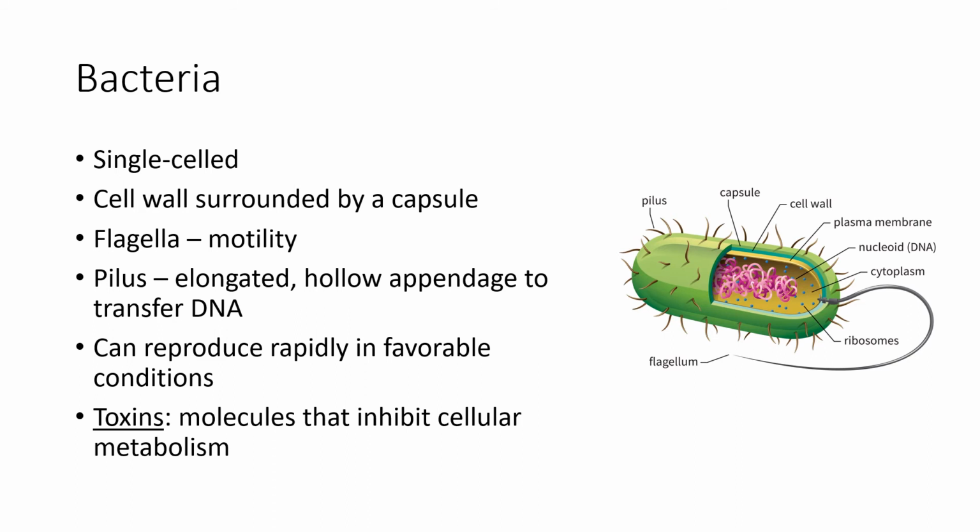These can reproduce rapidly in favorable conditions, such as warm, wet environments, especially if there is some type of food source like a sugar or something like that, or lipids. They're going to go wild. And they can produce toxins. These are going to be molecules that inhibit cellular metabolism. They can also become a toxin themselves. And we'll kind of talk about a few things that bacteria can cause here in just a bit.